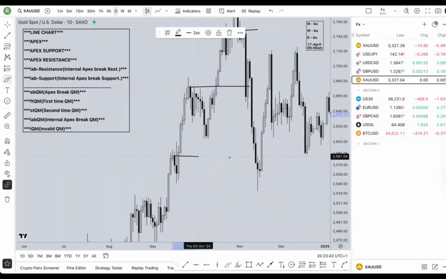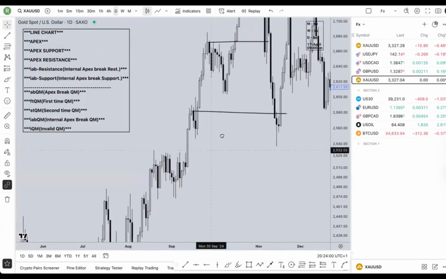So now we have another FTQM here also. This is the first time it's becoming a QM. The market came, rejected it, and dropped all the way down here. This is like 1:20 inside here. So you see FTQM works like magic. That's why we only look for these on higher time frames, not on lower time frames.